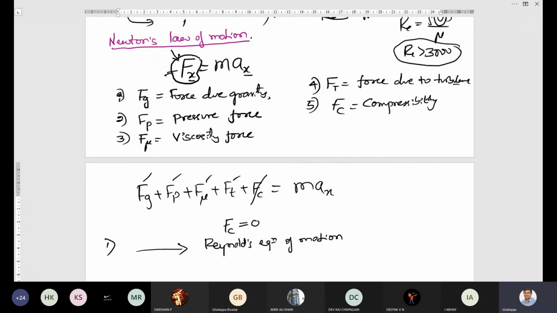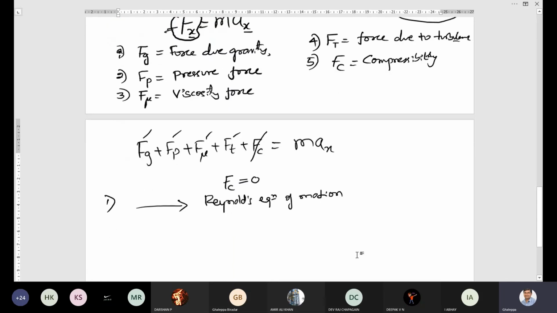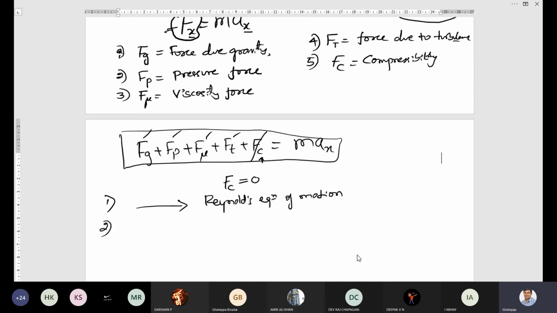All the detailed study of the Reynolds equation of motion will be done in advanced fluid mechanics, when you go for any PG studies or research work. Here, for your syllabus, the Reynolds equation of motion is not there. In this equation, if you are not considering the force due to compressibility, taking it as 0, and the turbulent force also I am not considering, that equation we will call the Navier-Stokes equation.